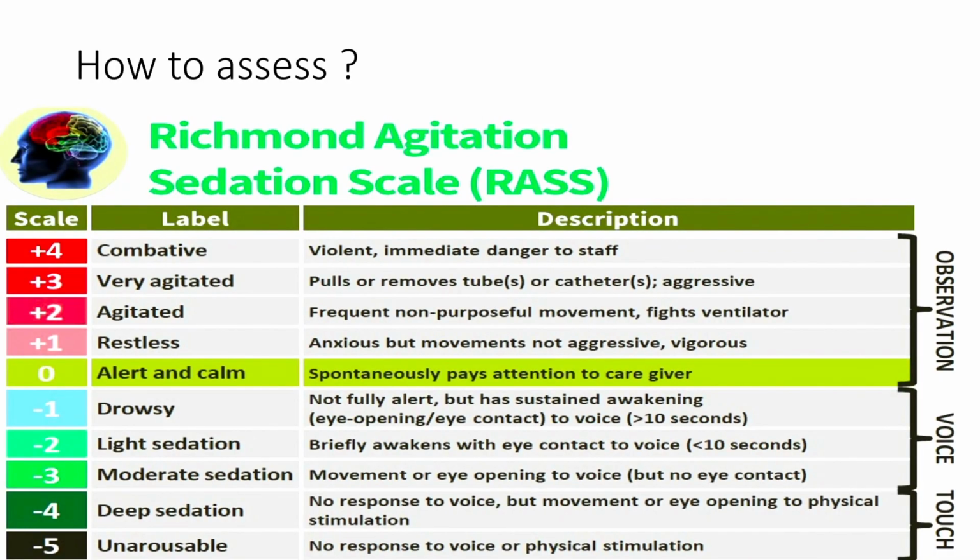This is the Richmond Agitation Sedation Scale, where we want to keep our patient somewhere around -3 or -4, where there is movement or eye opening on voice with no eye contact, or the patient is not responding to voice but moves or opens the eyes on minimal physical stimuli. That should be the level. Now, how to achieve this level?